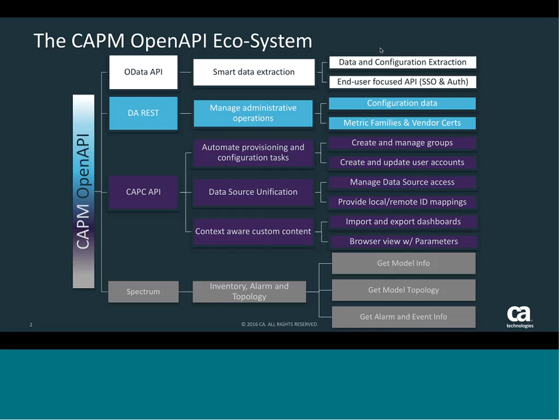And then Spectrum. Spectrum is another API that's important. Spectrum provides inventory, alarm, and topology information through its REST API. So you can get model info, model topology information, alarm, event information, lots of stuff. And the nice part about that is Spectrum has very nice APIs as well. It allows you to take information that you can get from the CAPC API or the OData API to make those calls to Spectrum very easily.